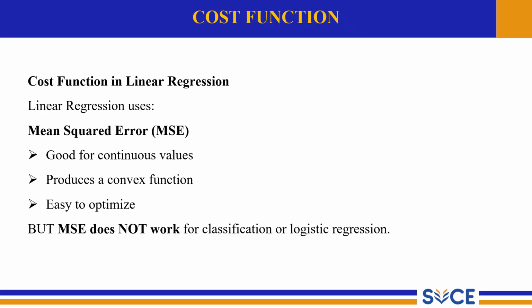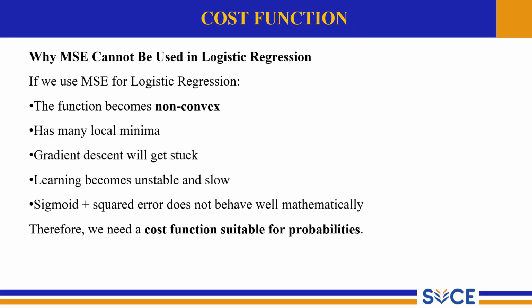MSE is not suitable for classification problems or logistic regression, because these involve probabilities and discrete classes, not continuous outputs. Using mean squared error in logistic regression creates problems. The resulting function becomes non-convex, meaning it has multiple peaks and valleys. This leads to many local minima where gradient descent can get stuck. As a result, learning becomes unstable and slow. Mathematically, combining the sigmoid activation with squared error does not behave well, making optimization inefficient.